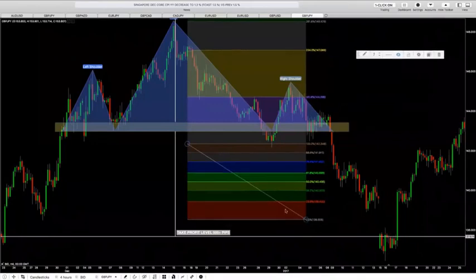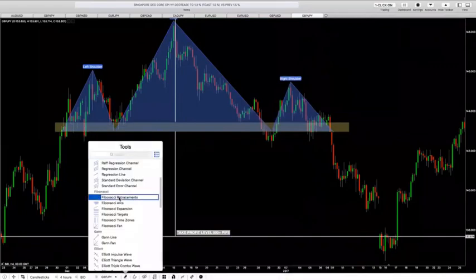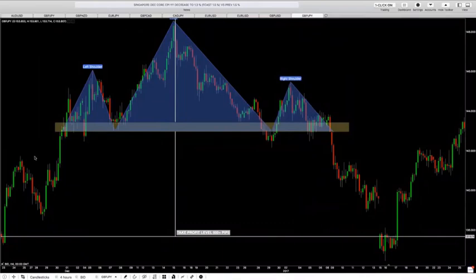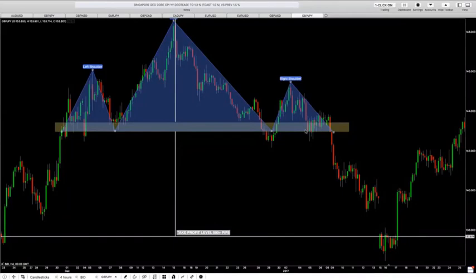Okay, so how do we draw our Fibonacci's? Let me come over here. Okay, let's get the Fibonacci back out. What you would want to do is, every time we have a correction in the market, from a high to low, high to low, high to low, you're always looking for the Fibonacci movement.